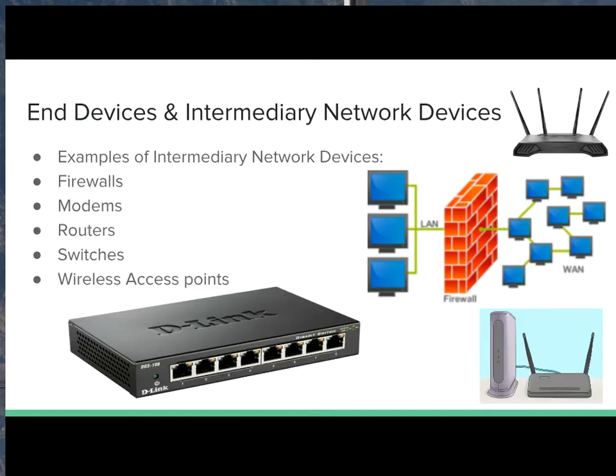Right. So since intermediate network devices connect like a host and a network to a server, they ensure the data flow across the network. Some of the examples are like a firewall, which ensures the security of a network and multiple devices. And modems and routers ensure interworking properties of a network.